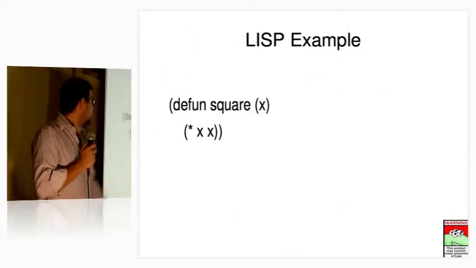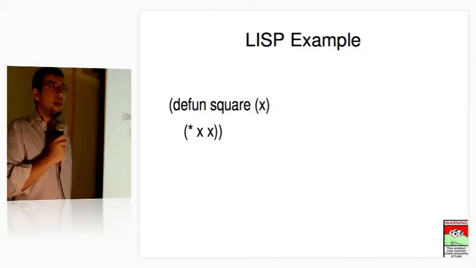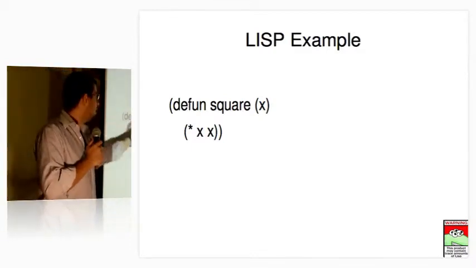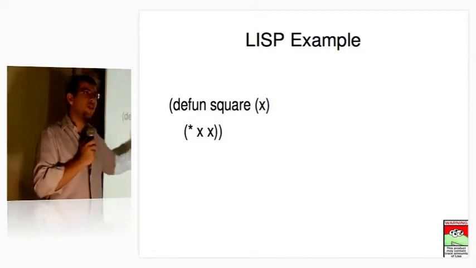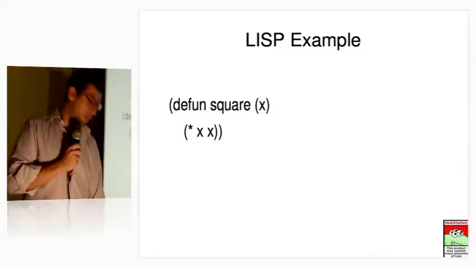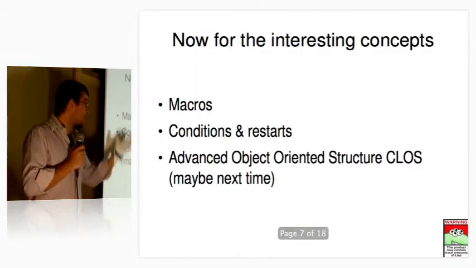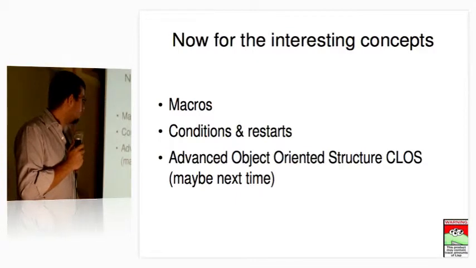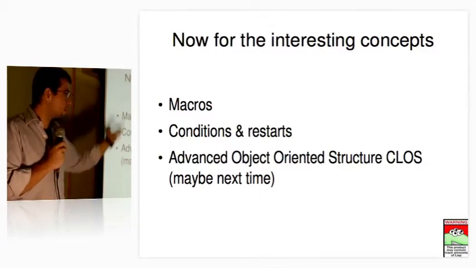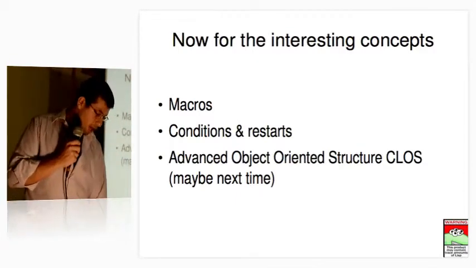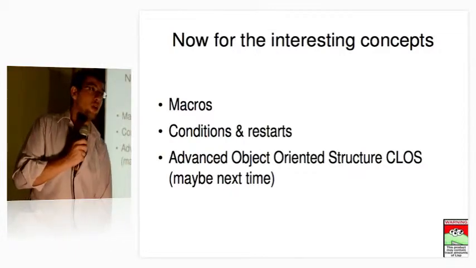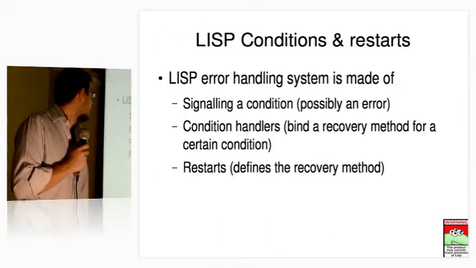So just a quick example. For example, if I want to write the square function, I would write it as defun square of x is the multiplication of x by x. That's your basics, no more basics. Now for the interesting concepts, I'm going to talk macros, conditions and restarts, and maybe some other time, if you'd like, about the advanced object-oriented system called CLOS.